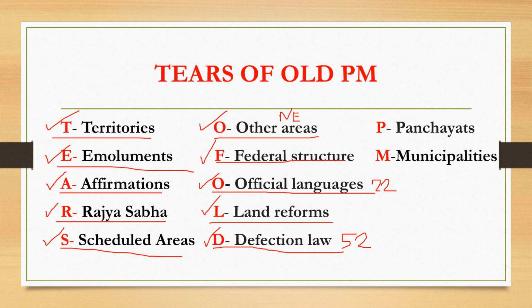Next is the 11th schedule. The 11th schedule is represented by the letter P. P stands for panchayats. The 11th schedule deals with the powers, authority and responsibilities of the panchayats. Next is the 12th schedule. The 12th schedule is represented by the letter M, and M stands for municipalities. The 12th schedule deals with the powers, authority and responsibilities of the municipalities.